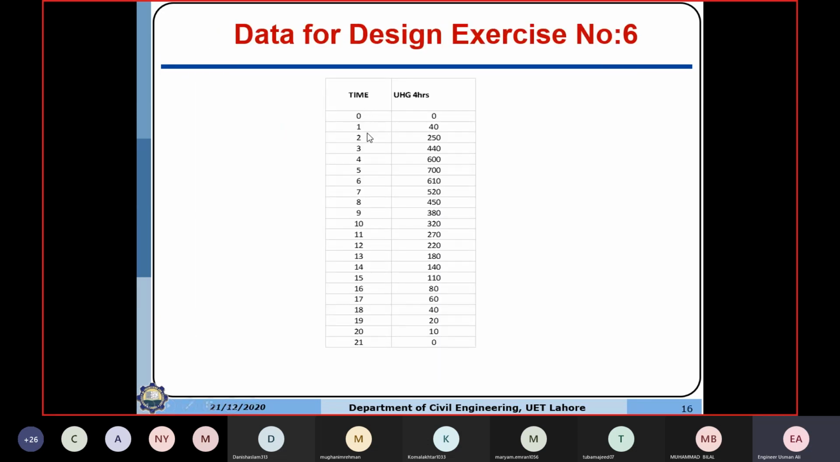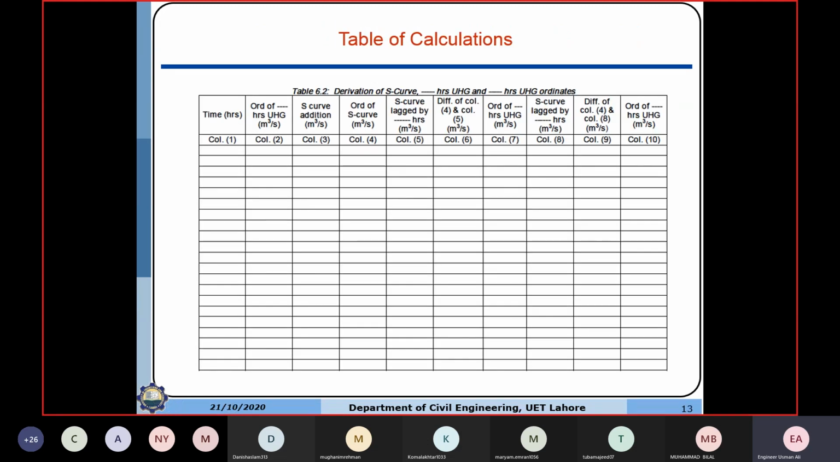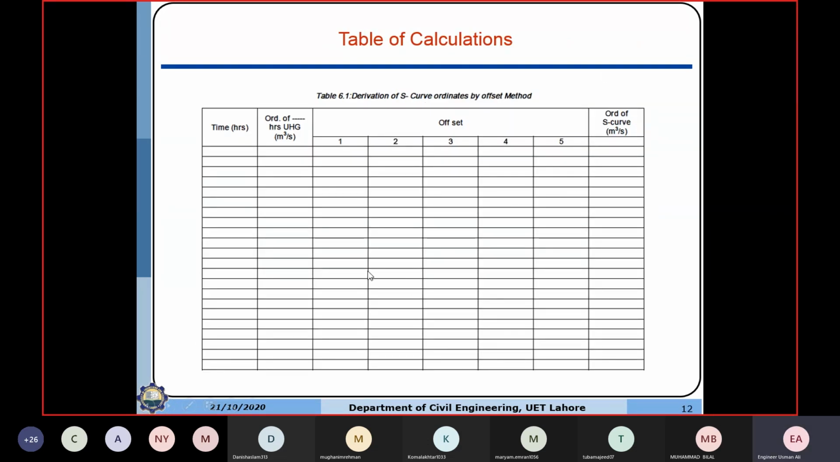If you see the data, what is the time base of the unit hydrograph given to you? That is 21 hours. And what is the duration of the unit hydrograph? That is 4. So 21 divided by 4, approximately at least 5 offsets to be taken. 5 offsets you will take. The first offset is the same 4 hour unit hydrograph, which is lagged by 4 hours. So for offset one, the first ordinate will start at the 4th hour.